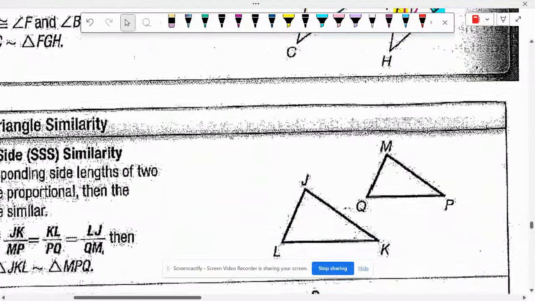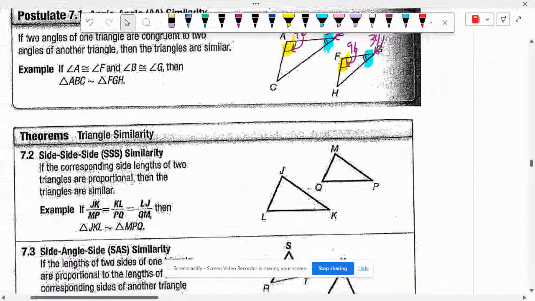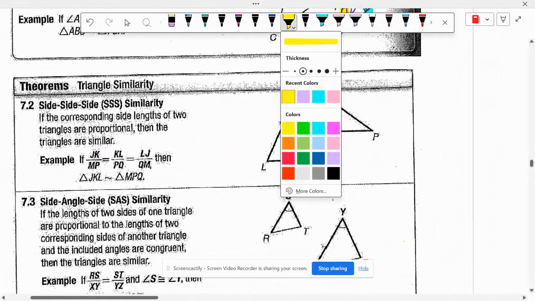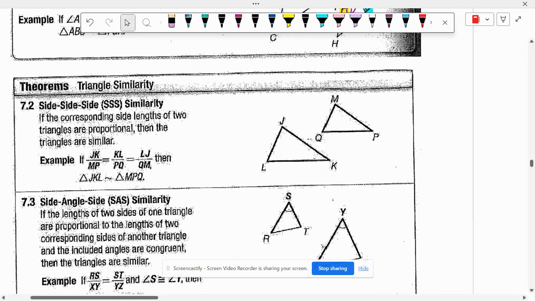Let's look at your next theorem. The next one is the triangle similarity, side, side, side. It says that if the corresponding sides of the two triangles are proportional, then the triangles are similar.